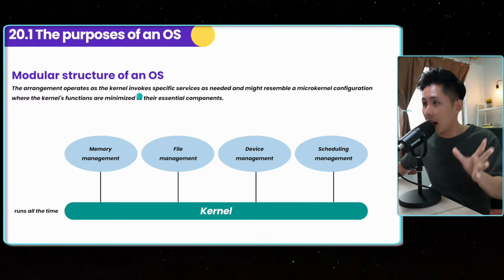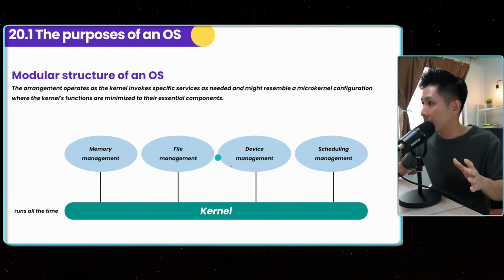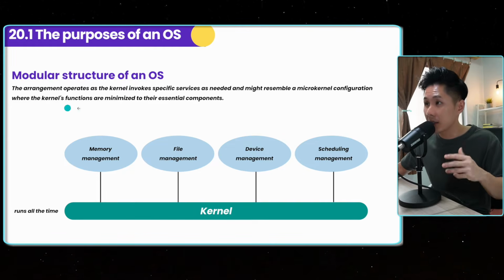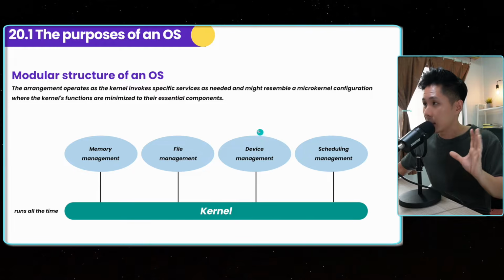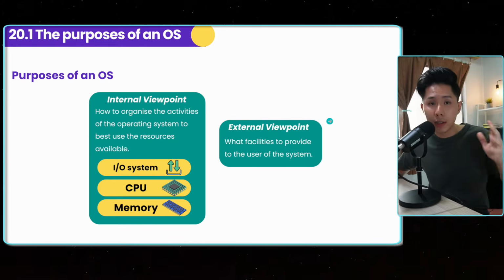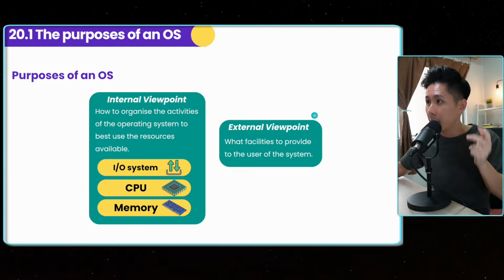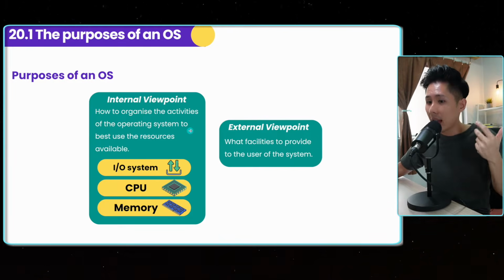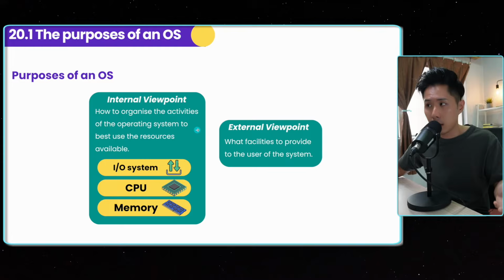And the other structure of an OS looks like this, where the kernel will invoke specific services as needed, and might resemble a microkernel configuration, where the kernel's functions are minimized to their essential components. So this is the modular structure. But we're not going to dive deep because that's not the main point for our lecture. The main point is what an OS does internally to make sure that your computer runs properly.